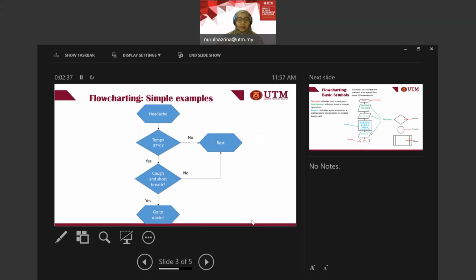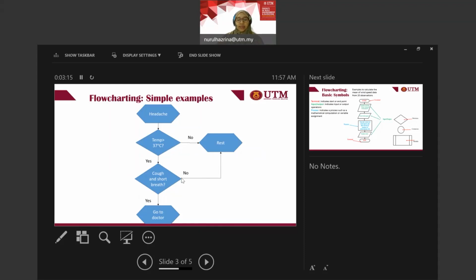For example, if we feel a headache, our next action is to check the body temperature to see if we have a high fever or not. This can be identified by taking the body temperature. If the body temperature is less than 37 degrees Celsius, then our action is to take a rest. However, if the body temperature is high, more than 37 degrees Celsius, we need to further check if we have a cough and short breath.